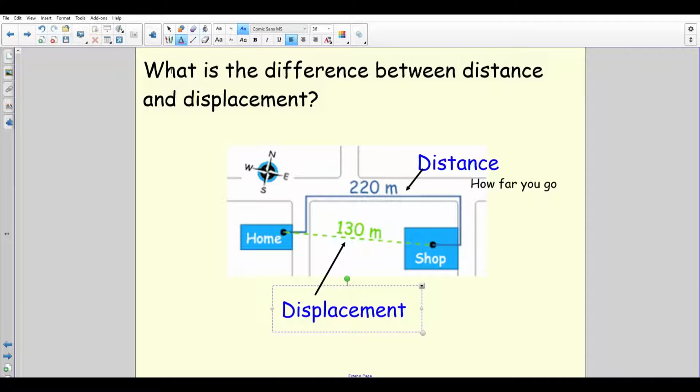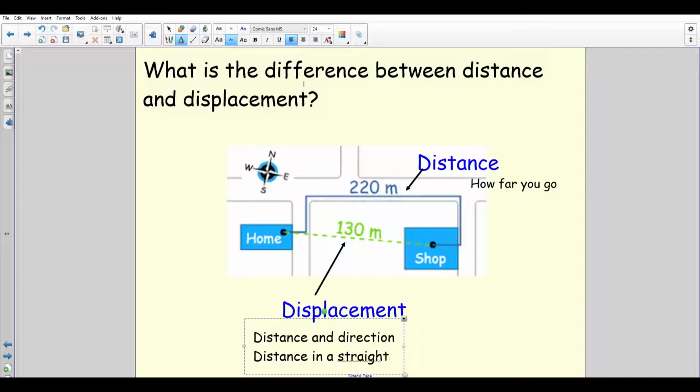Okay, so the displacement being the distance and direction, or it's the distance in a straight line from A to B. Okay, so from where you start to where you finish, or from start to finish. So if you measure a direct straight line on a map with a ruler, that's how far you've gone. It doesn't matter how you got there, it doesn't matter which way you went.